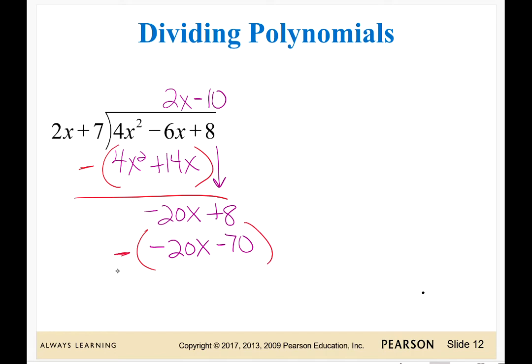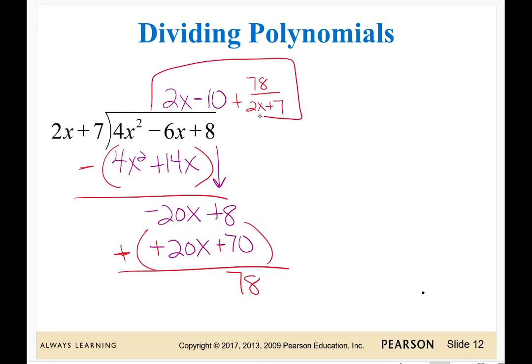Then we're going to subtract all that stuff. So the x's go away. 8 minus negative 70 is addition, right? Subtracting a negative would be adding. So that's positive 78. So this one has a remainder. So we're going to add 78 over 2x plus 7. All right, so there would be my final answer.